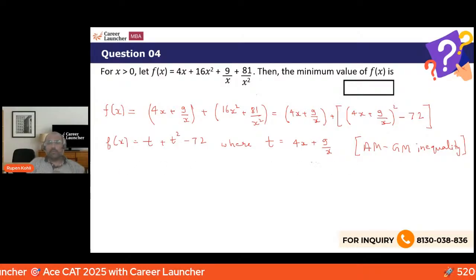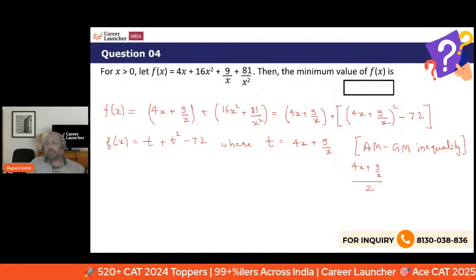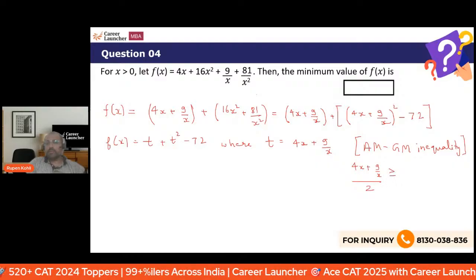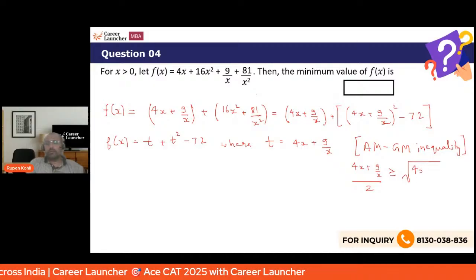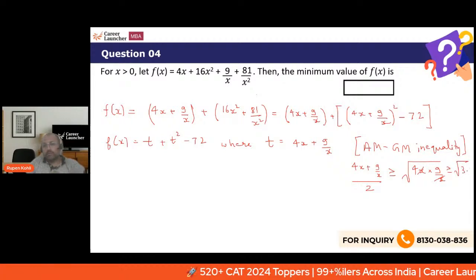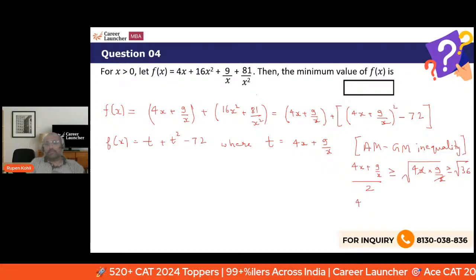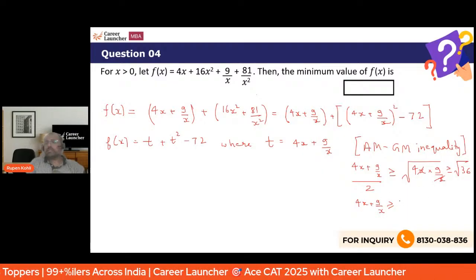So the AM-GM inequality tells us, applying it on 4x and 9 by x, that the arithmetic mean of these two things, which is the sum by 2, is greater than or equal to the geometric mean, which means the square root of their product. So 4x into 9 by x, x cancels. This is a constant, which is 9 into 4, 36, square root of that is 6, right? So can I say 4x plus 9 over x is greater than or equal to 2 into 6, which is 12?